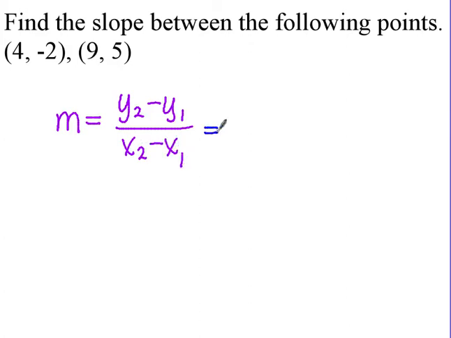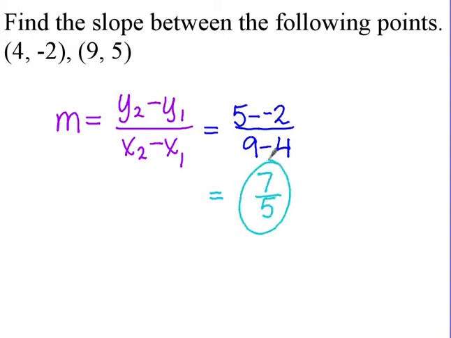All right, so what is y2? 5 minus negative 2 over what? 9 minus 4. Oops. So what is 5 minus negative 2? Over? There you go.